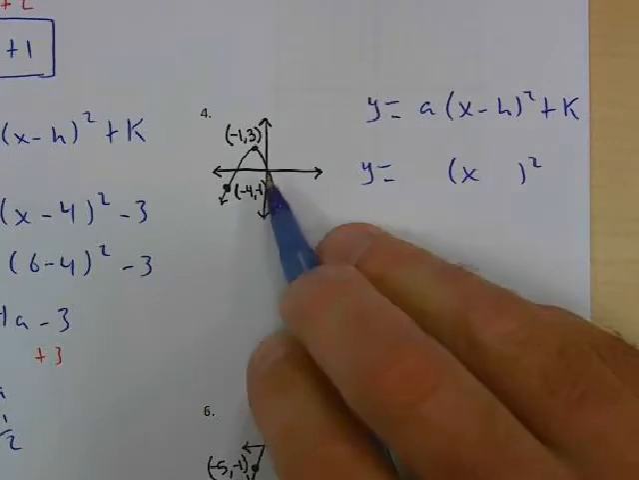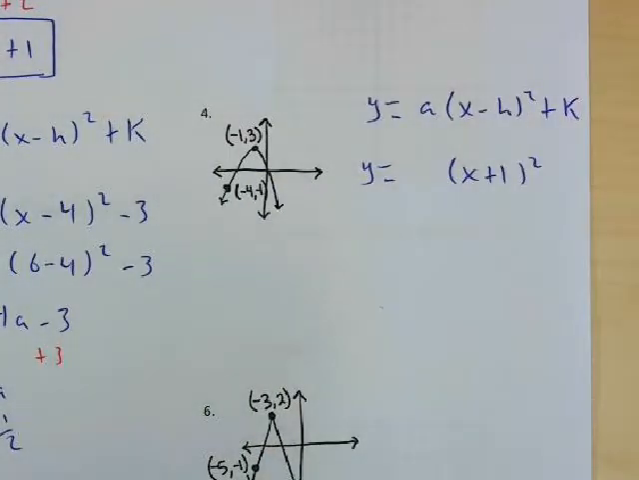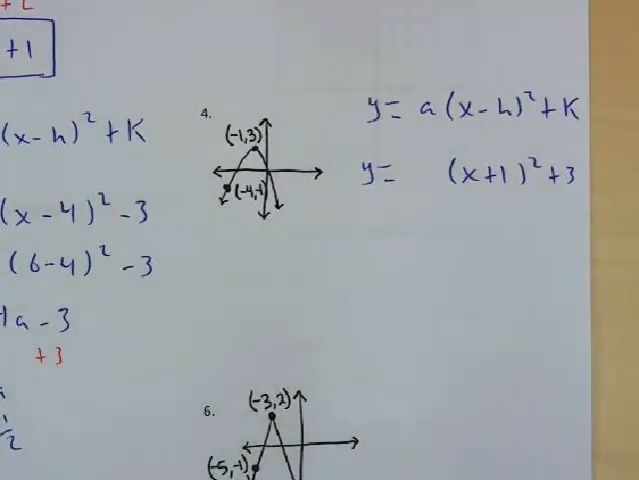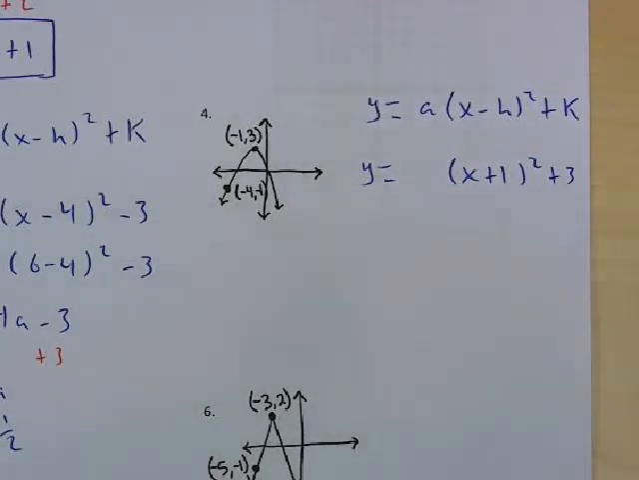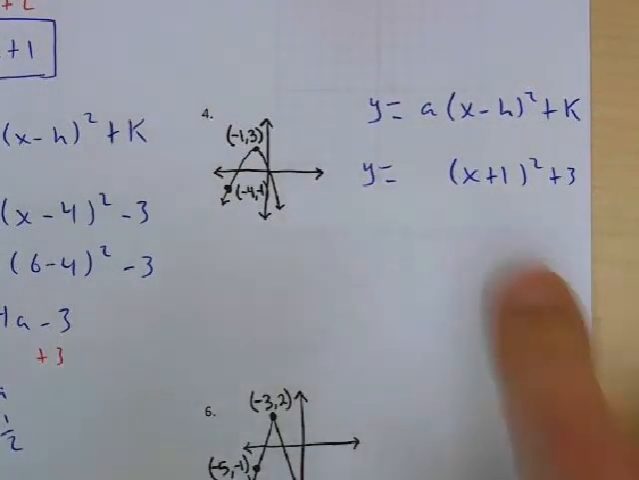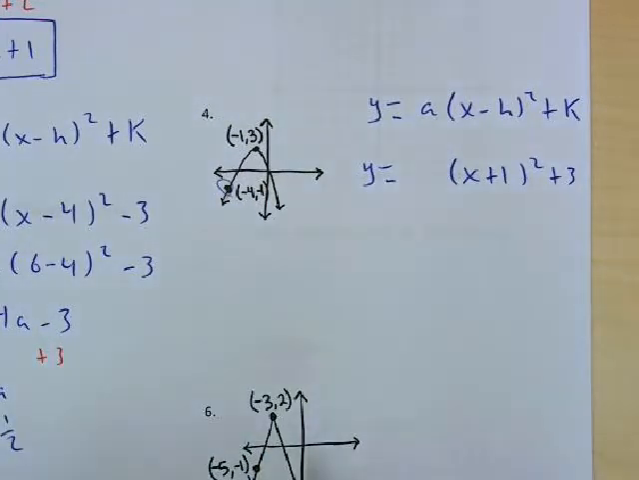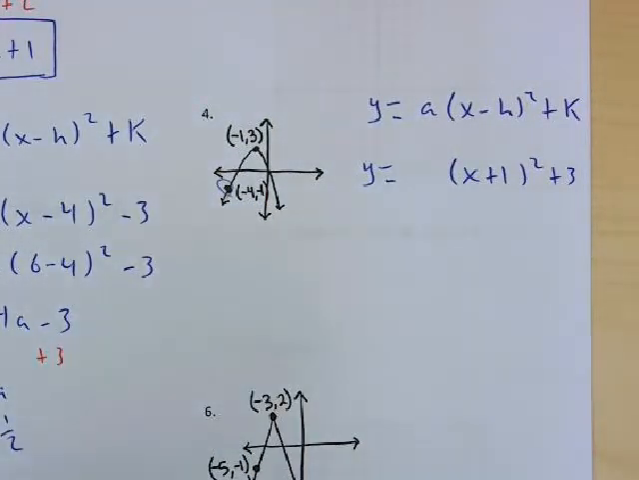And then how are we going to shift left 1? Well, we got to have x plus 1 in our equation. How are we going to shift up 3? Well, we got to have a plus 3 at the end of our equation. And now we just need to find out what that a value is. I'm just going to leave it blank there, okay, so we can save a little bit of space later on. All right, and then how do we solve for a? Well, I can use this other point here, -4 comma -1, plug in that for my x and that for my y, and then I'll solve my equation for a.